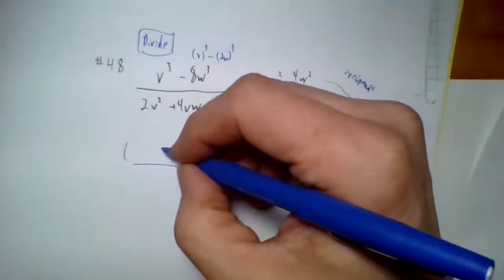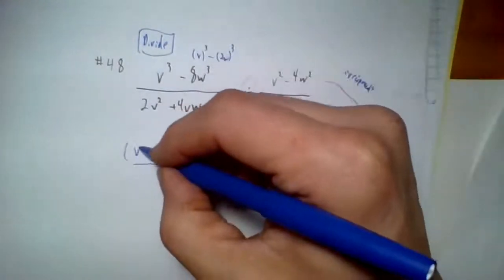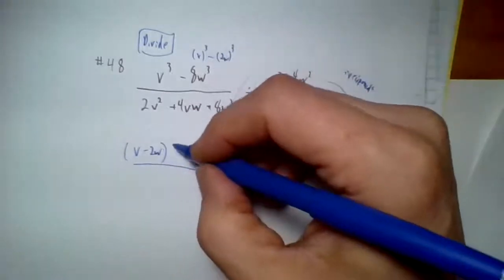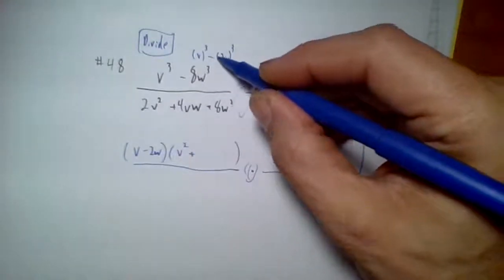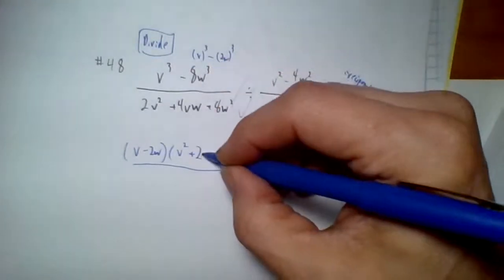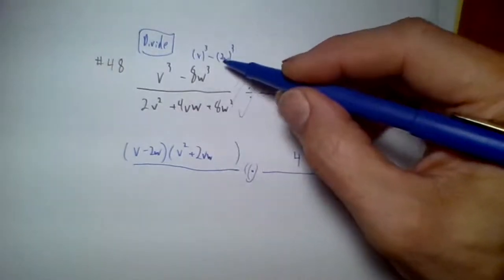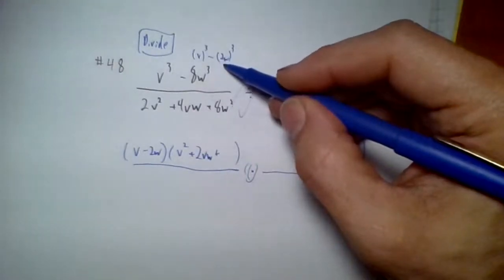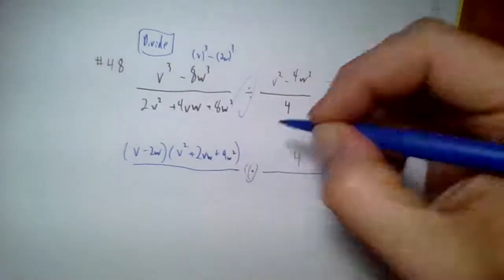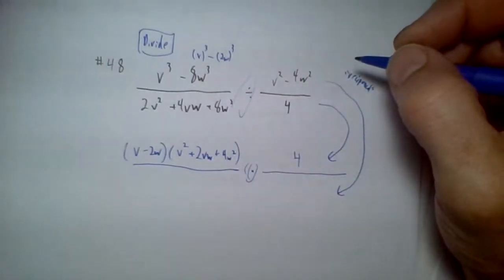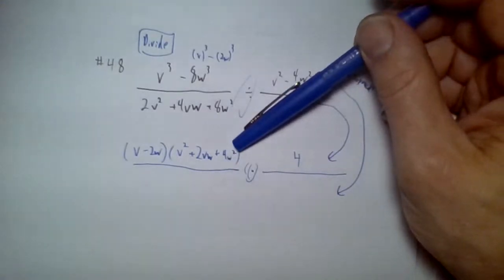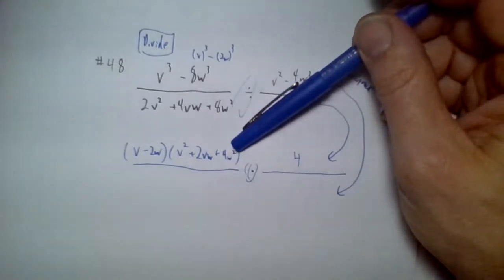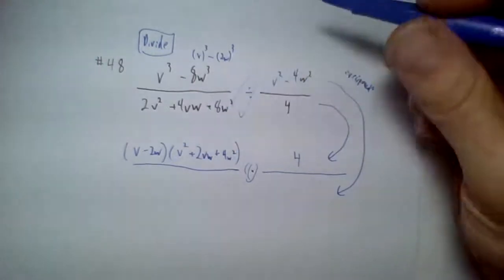If I remember the pattern for difference of cubes, the first short factor is just this minus that. And the second factor is this one squared plus this times that. That's 2w times v, or 2vw, plus this one squared. Now 2w times 2w is 4w squared. This long factor that you get from doing sum or difference of cubes never factors any further. You can check it.